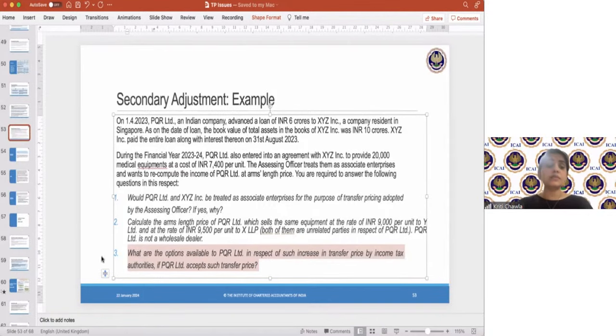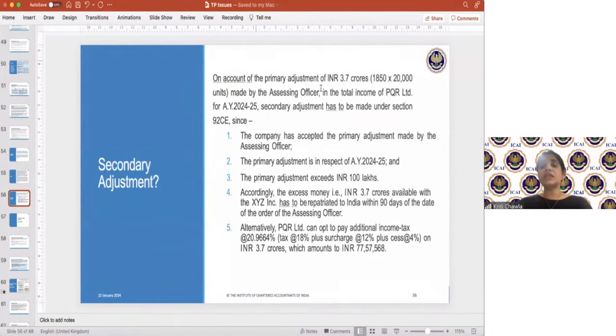Now what happens if there is a secondary adjustment? Well, there will be a secondary adjustment because there is a primary adjustment. So they'll have to make sure that this 3.7 crore rupees is repatriated to India. Well, it is to be repatriated within 90 days. And what happens if this repatriation does not happen? Well, if they don't want to repatriate within 90 days, then they'll have to pay an additional income tax.